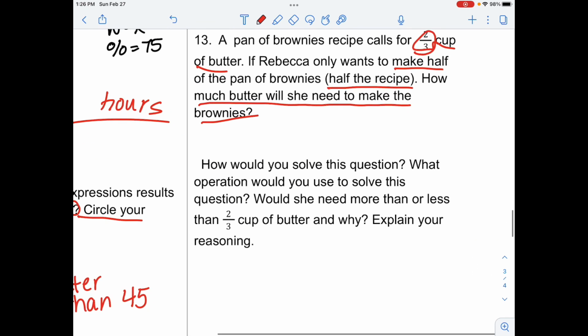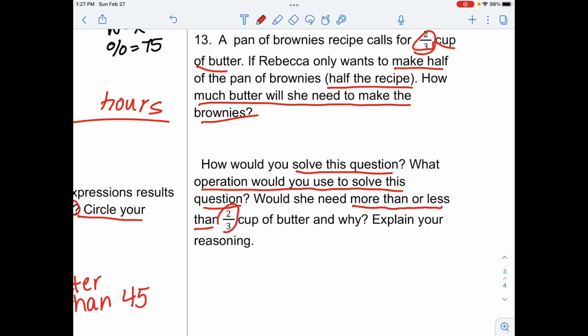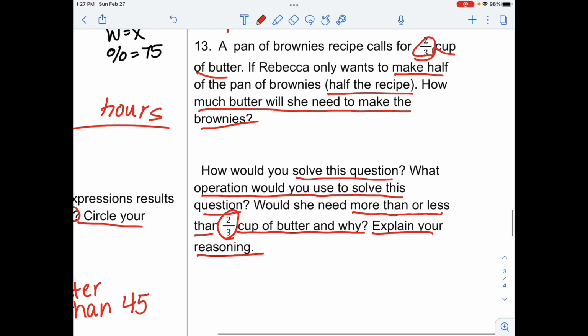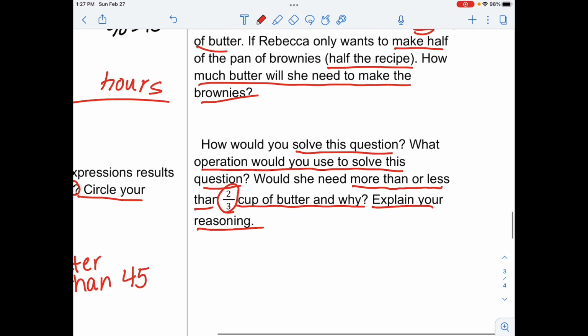Okay, how would you solve this question? What operation would you use to solve this question? Would she need more than or less than 2/3 cup of butter? Explain your reasoning. Okay, so in this Ed puzzle, you're going to go ahead and just answer the correct answer and tell me what operation would you use to solve this. Okay, so here you go.